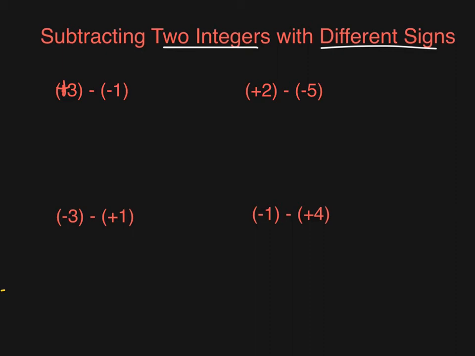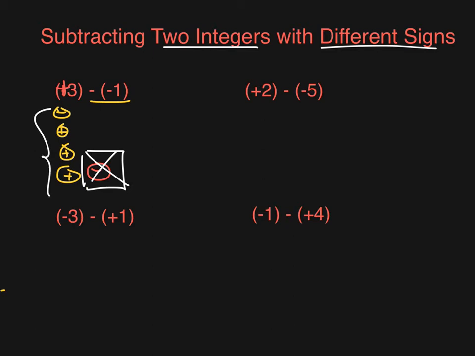So I start out with 3 positive chips. 1, 2, 3. I need to take away a negative chip. So this is just like the previous ones where I have to take away something that doesn't even exist. So if I put a negative chip in here, I also need to put a positive chip in because that's my 0 pair. I can now take away my negative chip, and here's my answer of +4 because that's what's now left once I took away the negative chip.